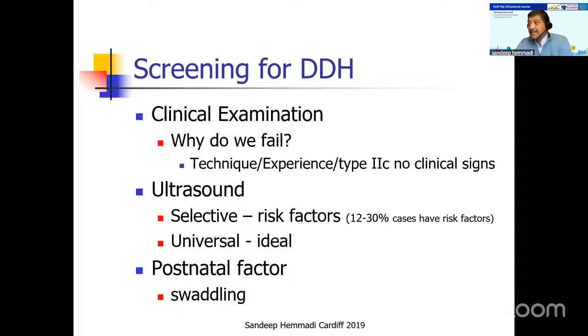So with clinical examination, why do we fail? Do we fail because our clinical examination technique's not appropriate? Is it that the person doing it is not experienced enough? Or is it simply because the type 2C has no clinical signs? It doesn't matter how experienced you are or if you've done it for 40 years, you will still not find all your DDH at birth, because a type 2C hip has no clinical signs.